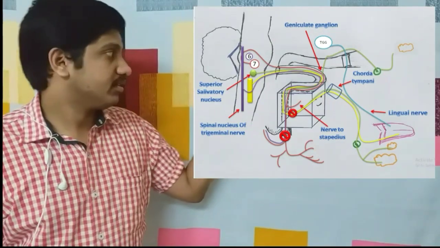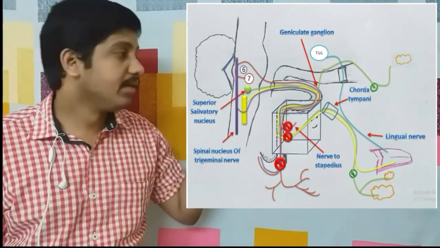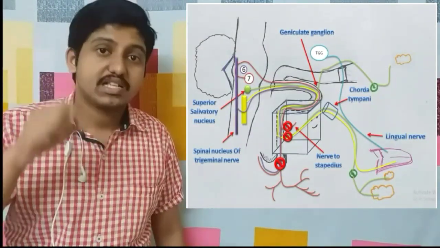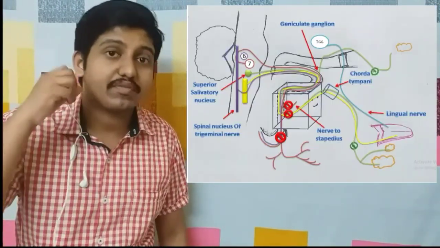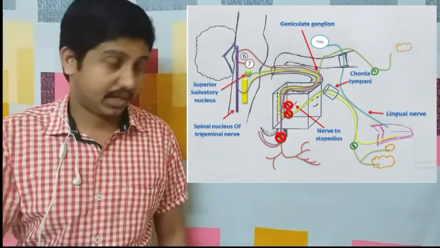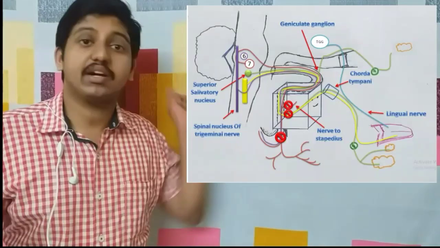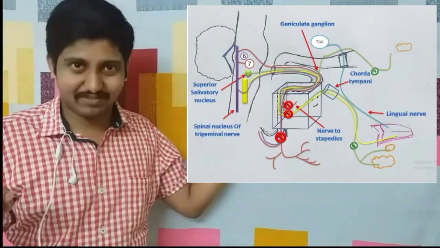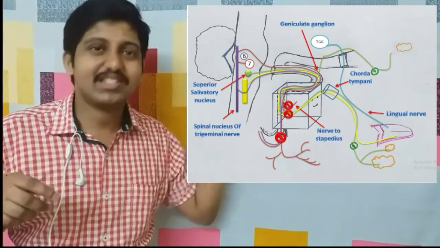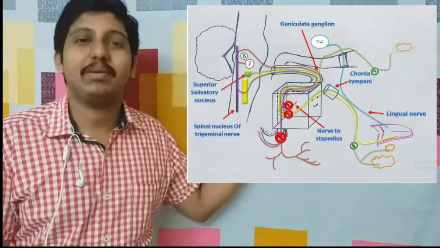Now what is the next level? The next level is the nerve to stapedius. At that level, what happens? There will be hyperacusis. What is the function of the stapedius? The stapedius muscle controls the movements of the ear ossicles, that is the stapes, so that's how it regulates hearing. The stapedius muscle is supplied by the nerve to stapedius, the first branch of the facial nerve. So the nerve supply to the stapedius will be lost, and hence hyperacusis occurs as a result. And here also there will be Bell's palsy.